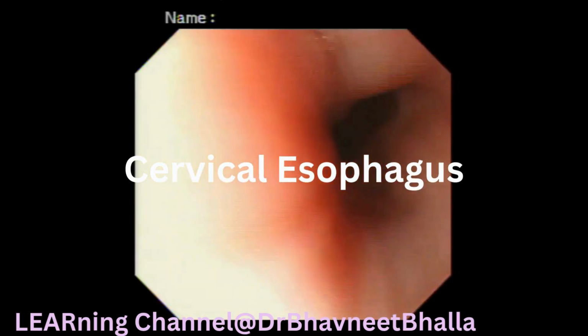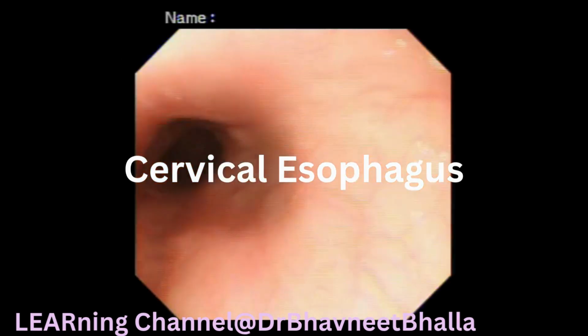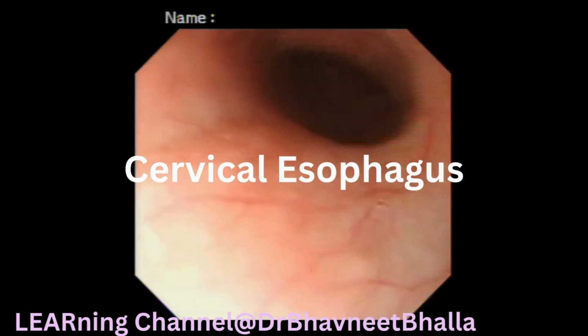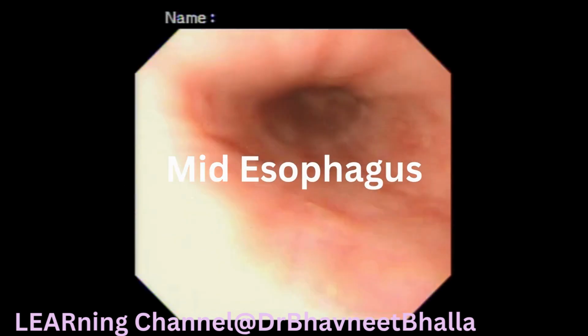Now, start insufflation to open up the lumen of esophagus. Advance the scope keeping it in the center of the esophageal lumen. Normal luminal indentation is seen at 25 cm caused by the left bronchus and arch of aorta.